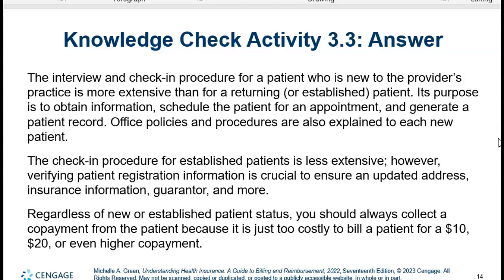So what's behind a new patient? A new patient is going to cost a little more because they have to get new information. They have to take your history. Again, you're new to that specialty, so there's a little bit more that goes with it.